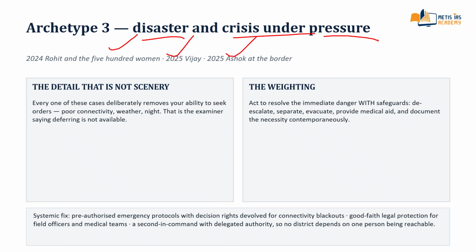Defer and seek orders, legitimate only if the clock allows, which in these cases it usually does not.